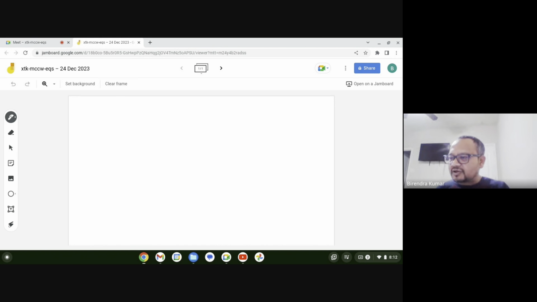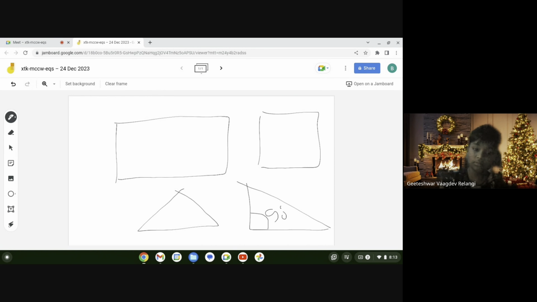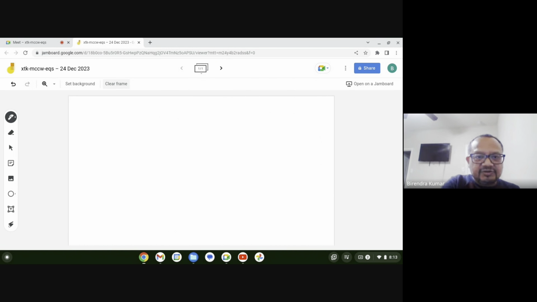I have a list of all the topics. So let's start with basic geometry. Do you know what is this? Rectangle. What is this? Square. What is this? Triangle. Okay. This is called a right angle triangle. And then, do you know what this is called if all the sides are the same?